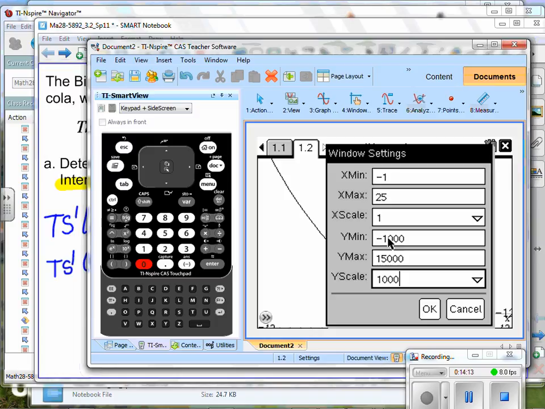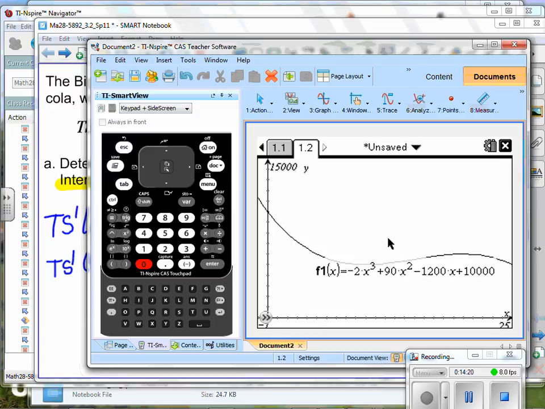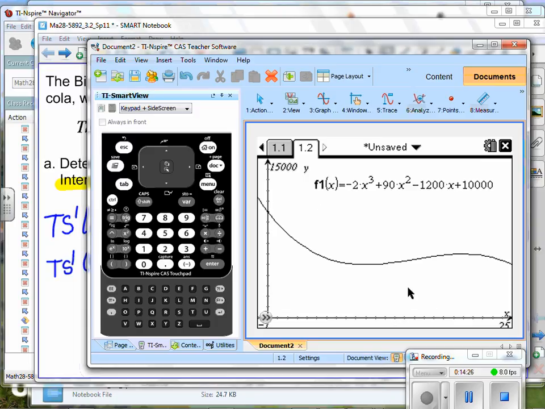Now, if that's not right, we can always go back and change it. But this should give us a fairly decent window to work with. Okay, fairly decent. Not perfect, but fairly decent. I'm going to move that up out of the way.